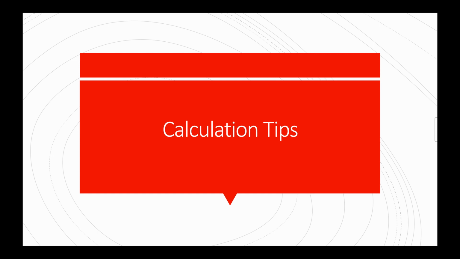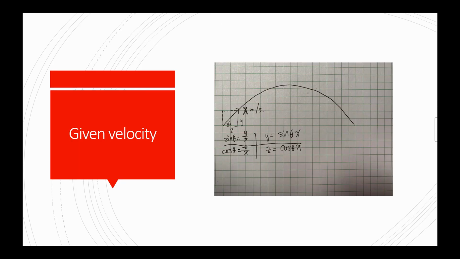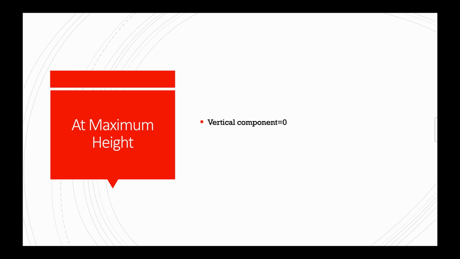Now I will share some tips that you may use in the exams. The first tip is that when you are given velocity, you can always use this information and trigonometry to calculate two separate components. In the picture I have pasted on this PowerPoint, you can see that the vertical velocity always equals sine theta times the given velocity, and the horizontal velocity equals cos theta times the given velocity. And the second tip, at any maximum height, the vertical component always equals 0 because the acceleration due to gravity reduces the velocity to 0.